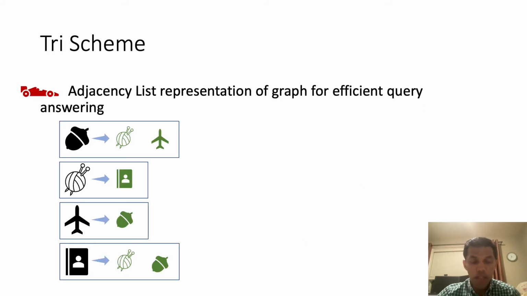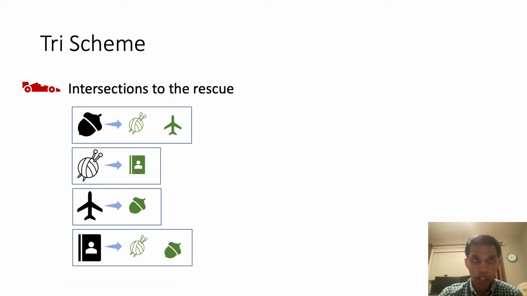We use an adjacency list representation of the graph for efficient query answering. For further optimizations, here you can see the distance from the acorn to the knitting kit is given, and to the aeroplane is given. In the second row, you can see the distance from the knitting kit to the contact card is given. So you can use this as a starting point to find these kinds of triangles. We apply numerous optimizations on this technique in order to scale for large settings.